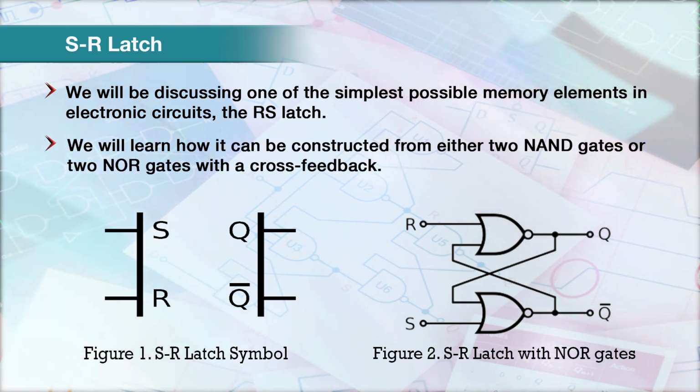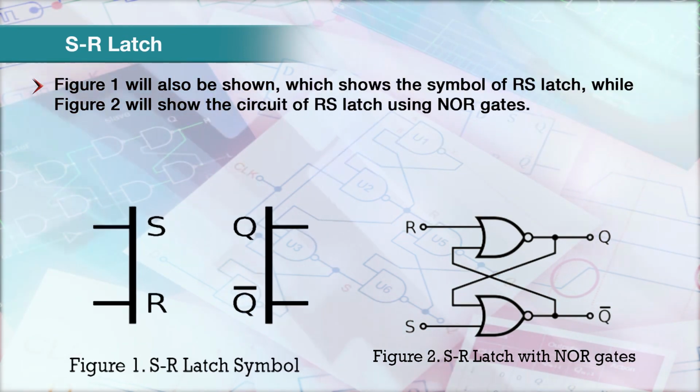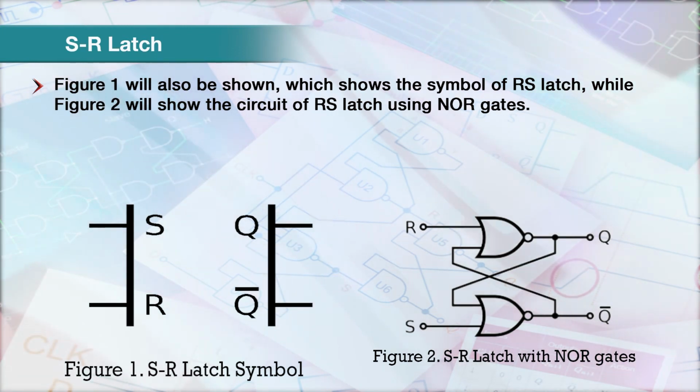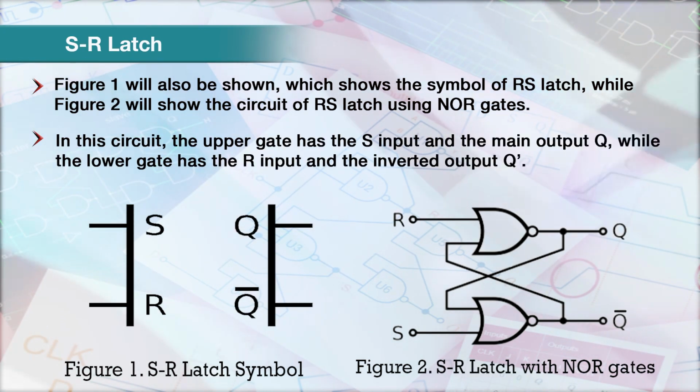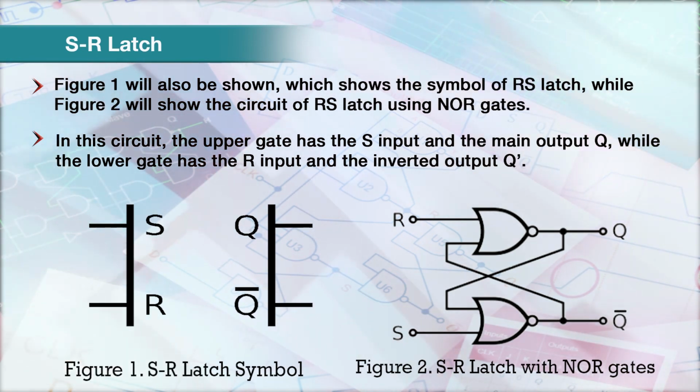We will learn how it can be constructed from either two NAND gates or two NOR gates with a cross feedback. Figure 1 shows the symbol of the RS latch, while figure 2 shows the circuit of the RS latch using NOR gates. In this circuit, the upper gate has the S input and the main output Q, while the lower gate has the R input and the inverted output Q dash.